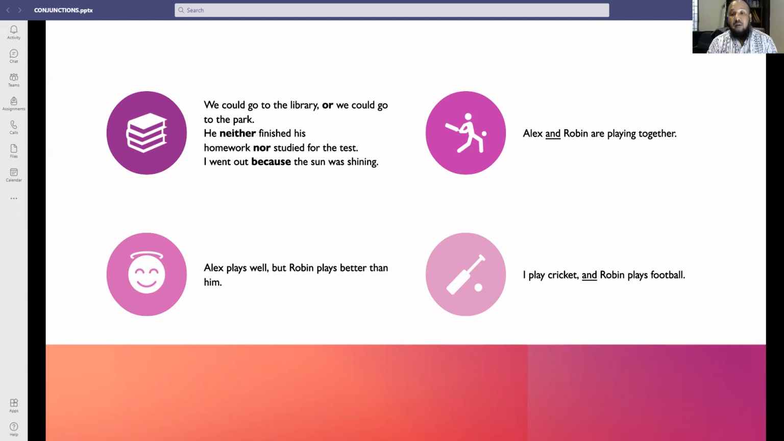And performs the function of conjunction, क्योंकि वो दो words को मिला रहा है, चाहे दो sentence को मिला रहा है, words को, clauses को, phrases को, ठीक है ना? तो we term them the conjunction. I play cricket and Robin plays football. तो दोनों के लिए अलग function हो रहे हैं, लेकिन we are connecting them. When we're connecting them, that connector is termed as conjunction.